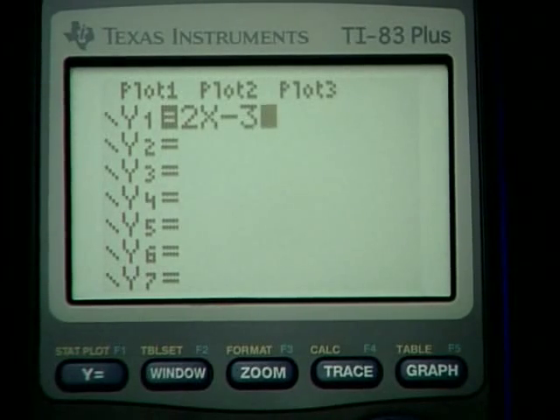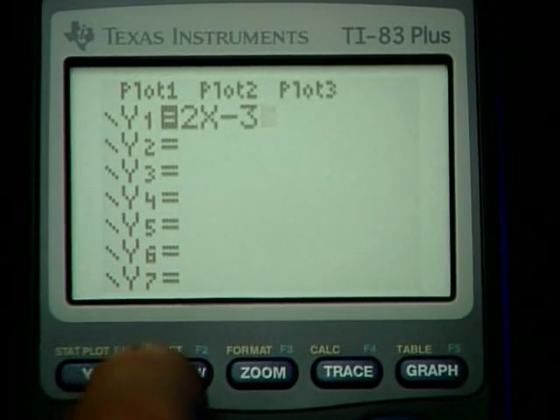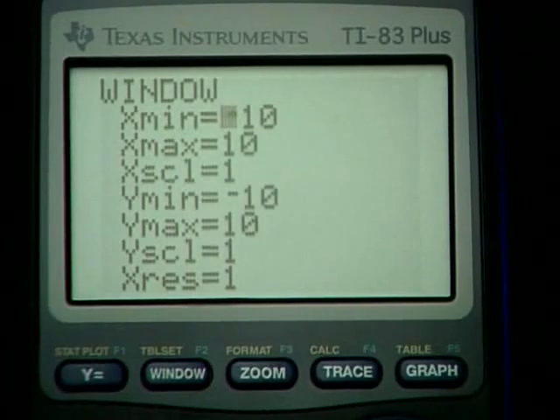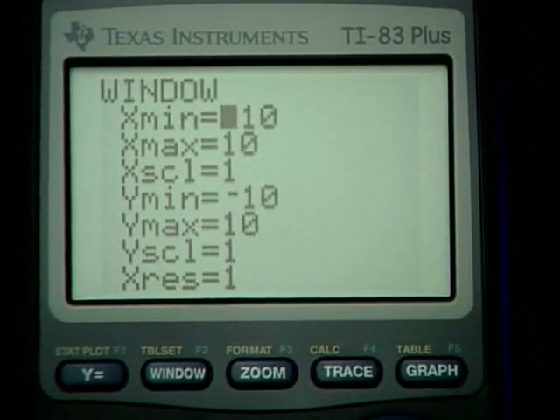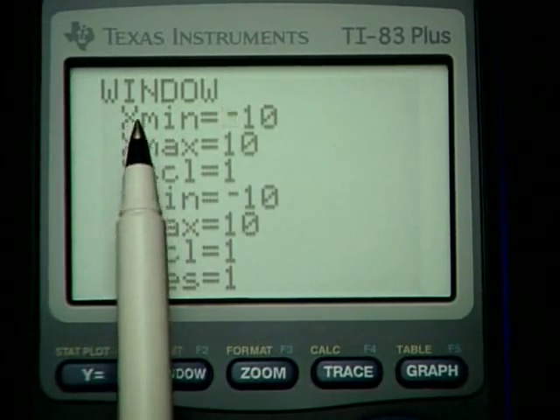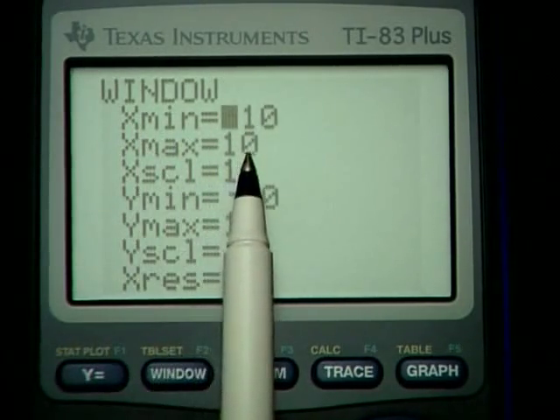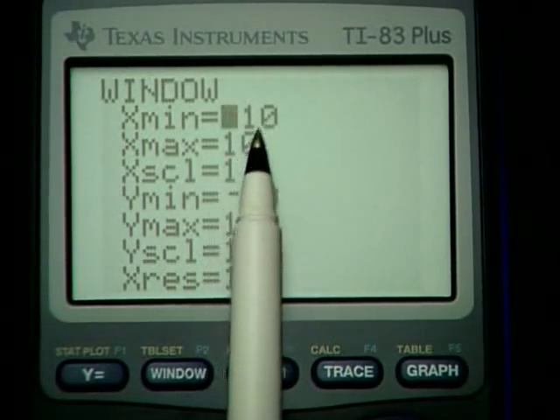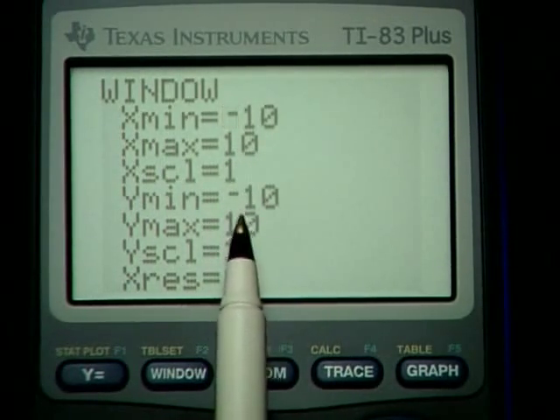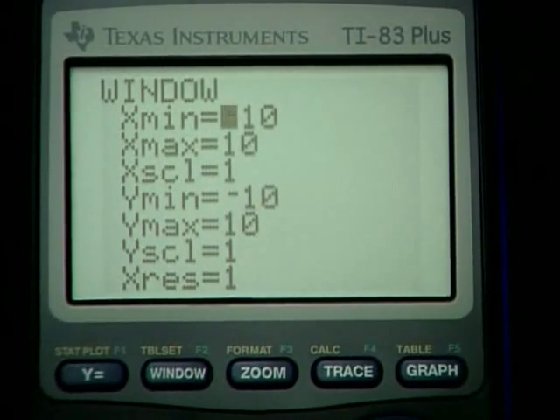Now let's just survey some buttons up here. The window button allows us to see the units that are designated for our viewing window. X minimum, -10, X max 10, same idea for the Y's. Now these are just horizontal distances, and these are vertical distances. The X scale I'll talk to you about in just a little bit.